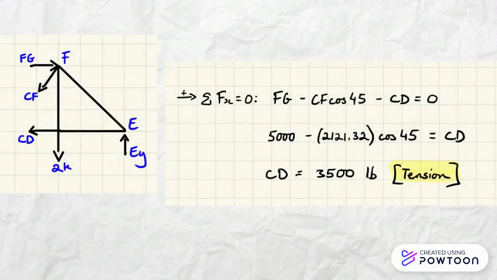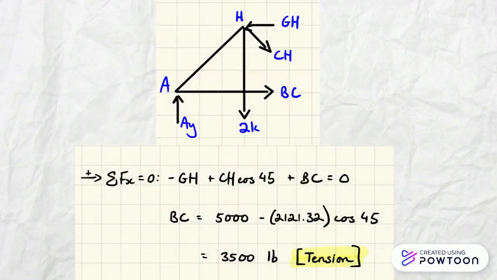This next section draws an imaginary line between F and G and C and D, and it also cuts through C and F. This next section cuts through G and H, and B and C, and also through C and H.